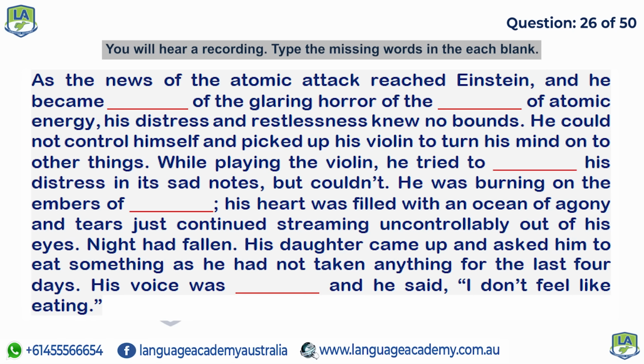As the news of the atomic attack reached Einstein, and he became aware of the glaring horror of the abuse of atomic energy, his distress and restlessness knew no bounds. He could not control himself and picked up his violin to turn his mind on to other things. While playing the violin, he tried to dissolve his distress in its sad notes, but couldn't. He was burning on the embers of destruction. His heart was filled with an ocean of agony and tears just continued streaming uncontrollably out of his eyes.